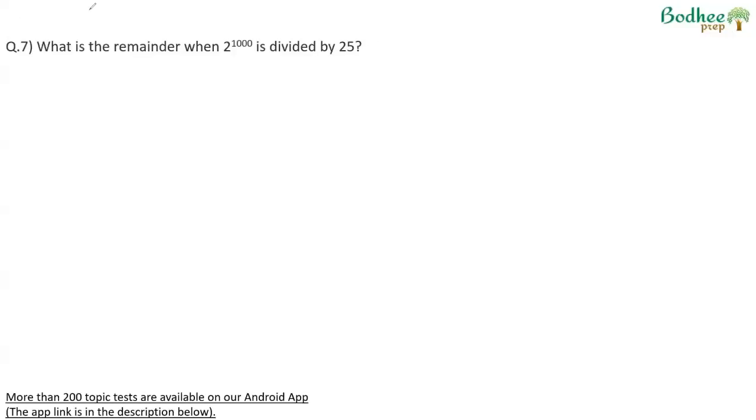What is the remainder when 2 raised to power 100 is divided by 25? Again, 2 raised to power 100 can be written as 2 raised to power 10 bracket 100. This is nothing but 1024 bracket raised to power 100, as 2 raised to power 10 is 1024.